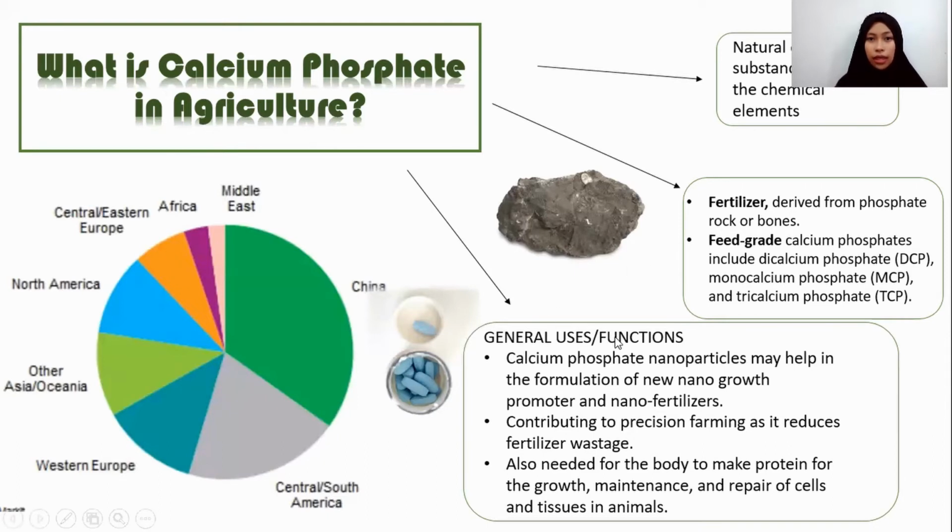So the general uses and functions of calcium phosphate in agriculture are: first, calcium phosphate nanoparticles may help in the formation of new nano growth promoters and nanofertilizers. Secondly, calcium phosphate contributes to precision farming as it reduces fertilizer wastage. And third, it is also needed for the body to make protein for the growth, maintenance, and repair of cells and tissues in animals. So here we can see the pie chart of calcium phosphate in agriculture, which is mostly used by China.